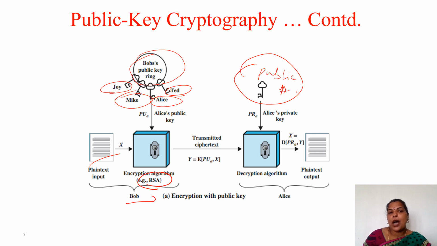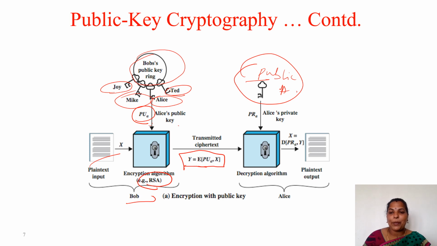So, if Bob wants to perform the encryption process, Bob has to get the public key of Alice, that is PUA, the public key of Alice. That is taken and used in the encryption process. So we generate the ciphertext Y equals E of PUA, where PUA is the public key of Alice, then the plain text. So we are using the RSA algorithm.